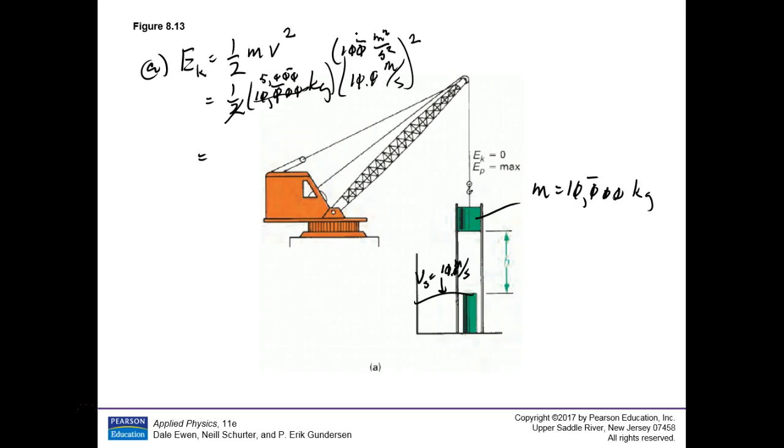So I do 5,000 times 100. That would be 5,000,000 kilogram meter squared per second squared. What unit's that? Joules. And how many significants do I have?